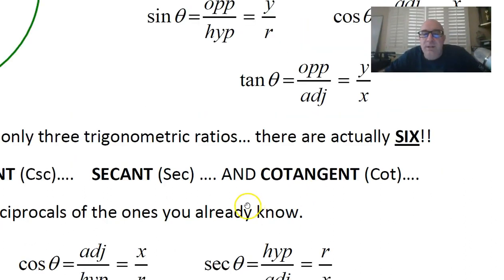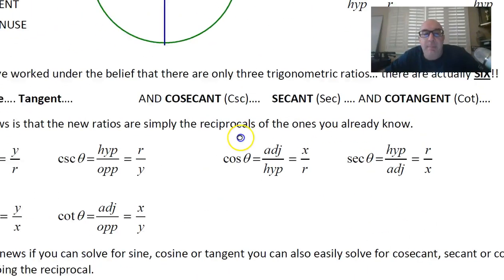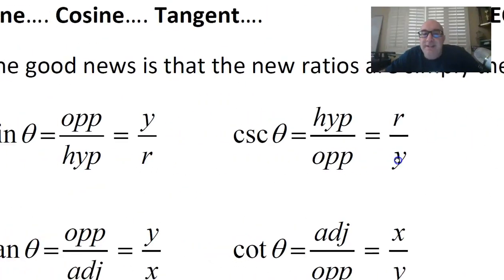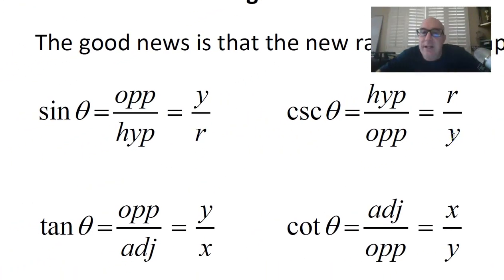Now, where do these come from, and why do they all of a sudden appear? Well, what they are is actually what you would expect about a ratio. In the three that we did, like opposite to hypotenuse, a ratio can be written in two ways. You could flip it upside down and go hypotenuse to opposite. And that's exactly what these three new ones are. So they're really not new. They're just the inverses of what you already know, the reciprocals of what you know. So Y over R, this is R over Y. This is Y over X, this is X over Y.